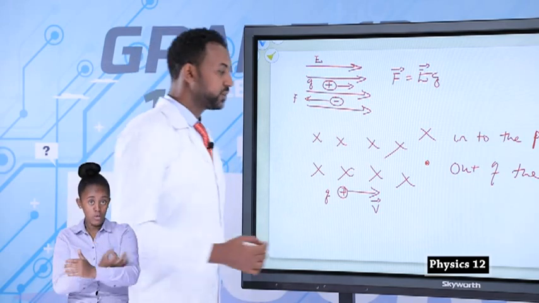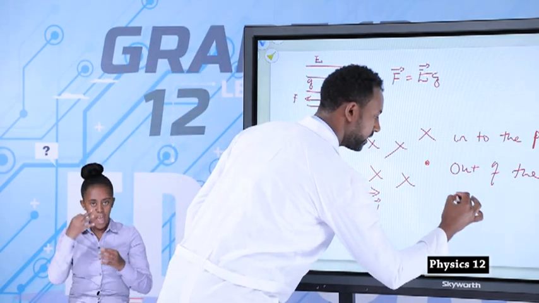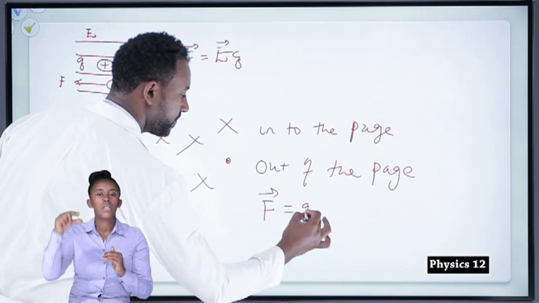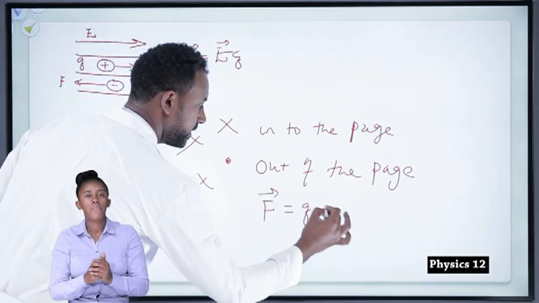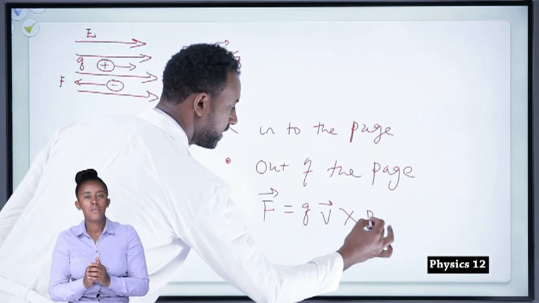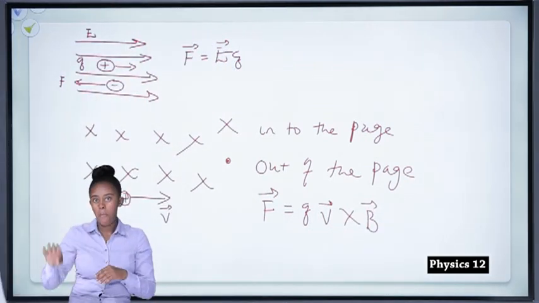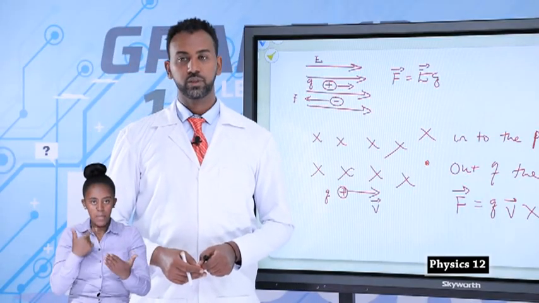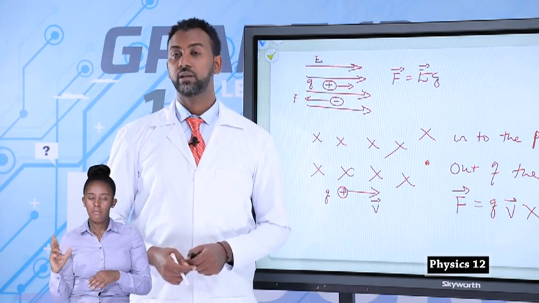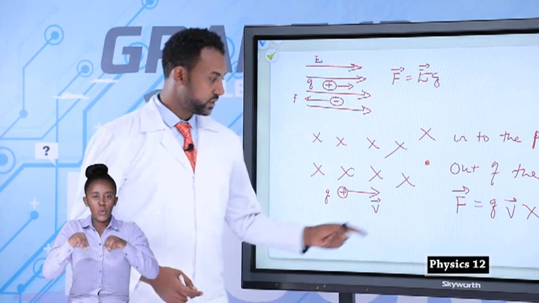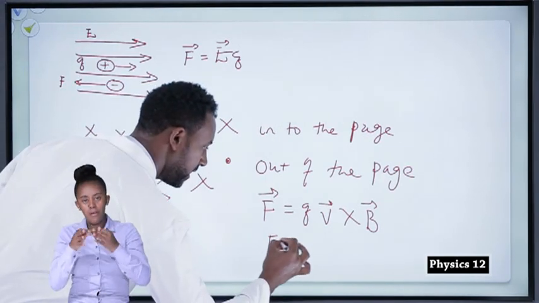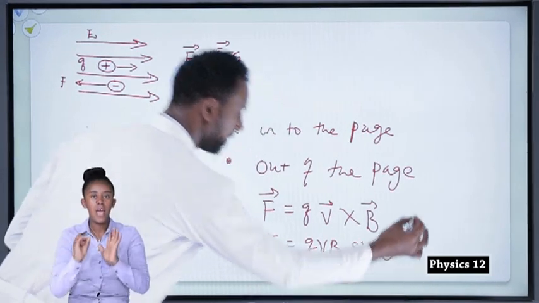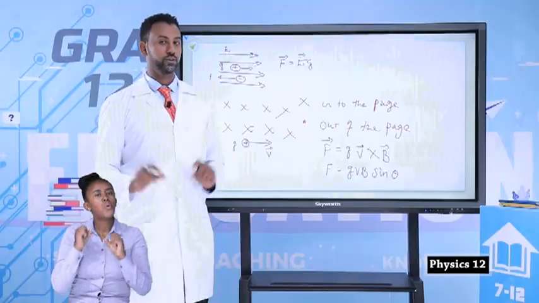Well, the force is vectorially represented as F equals Q, the charge, times the velocity V cross magnetic field B. This was what we have seen previously. So today, let's try to determine this magnetic force using the right-hand rule. It's possible to determine its magnitude using this mathematical expression, F equals Q V B sine theta.